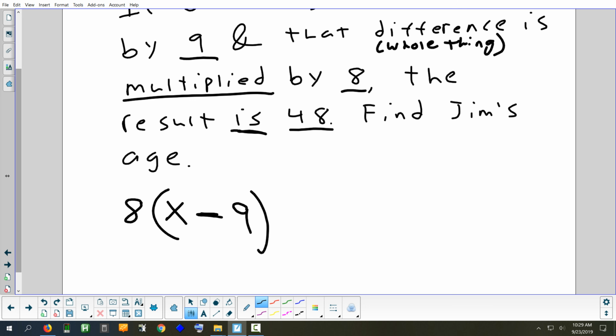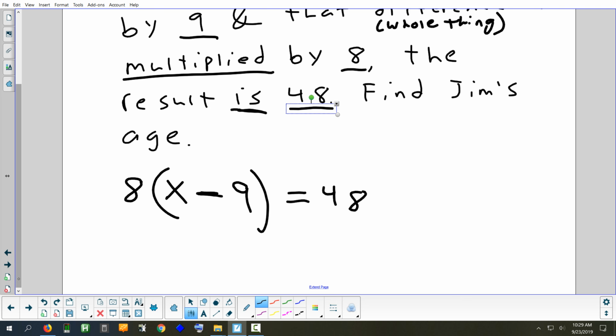Now we're at the last part. Is 48. What does is mean? Equals. Equals what goes on the other side? 48. Nice. So now we have our equation, and now we have to solve it. And that's actually easier than some of the ones we did with 2 distributive properties. This one only has 1. Okay. So let's finish it up.